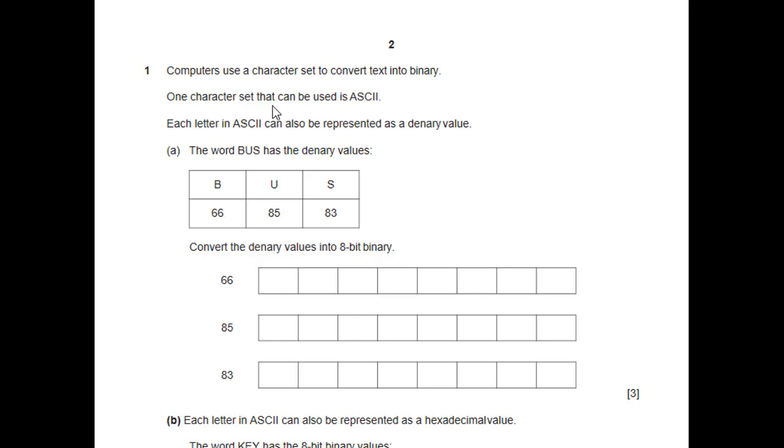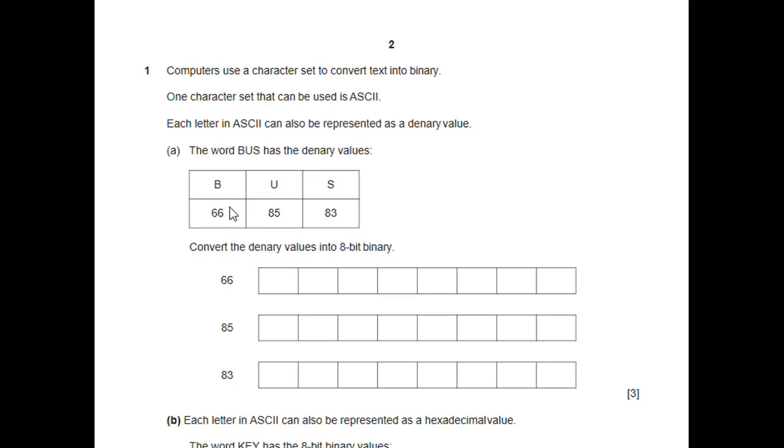So this first question is asking us about ASCII, which is the American Standard Character Information Interchange, and ASCII represents the American English alphabet. That includes all the letters and all the different characters and symbols. So we're asked to represent these as denary values, and again, you're never asked to learn the ASCII table. They will always give you the extracts of what you need.